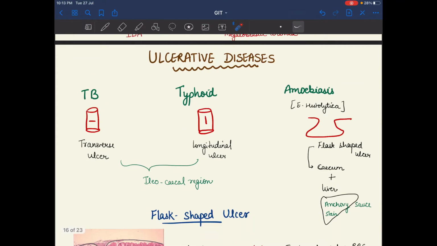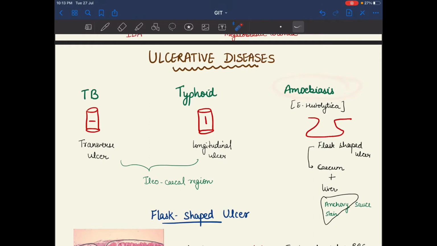After this we have the ulcerative diseases. In ulcerative diseases we have to study TB, typhoid and amoebiasis. In TB we have to remember the ulcers: which one has a transverse ulcer and which has a longitudinal ulcer. We can remember it like this: typhoid means tie, and we wear the tie in a longitudinal way. So in typhoid a longitudinal ulcer is present, while in TB a transverse ulcer is there. These are seen in the ileocecal region.